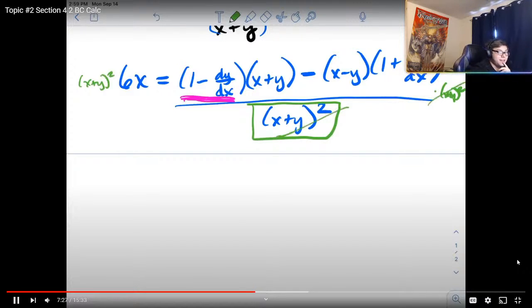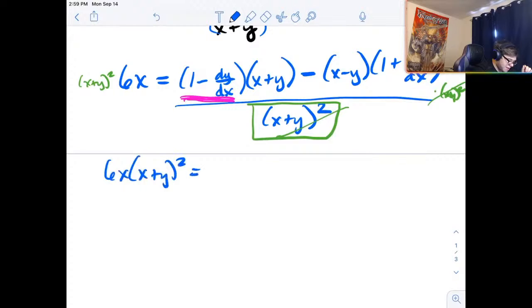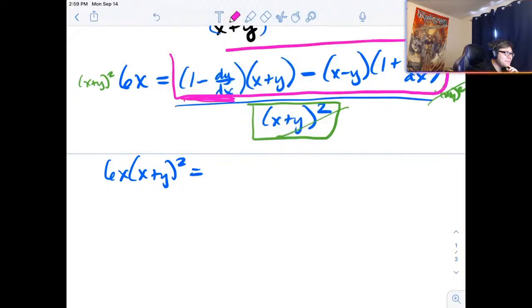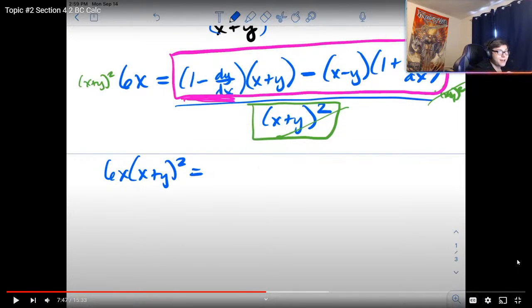I don't want to rewrite that anymore, okay? So in this next step, I'm going to write it as 6x multiplied by the quantity x plus y, squared. And then that would leave all of this stuff sitting on the right-hand side of the equal sign. I do think that we have to FOIL it out. Otherwise, we're never going to be able to separate our dy dx terms from all the other stuff.